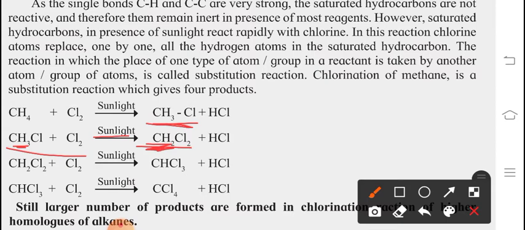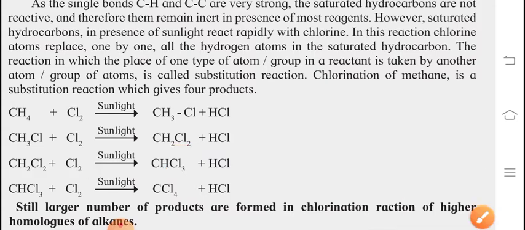So with this statement we can clearly see one atom is taking the place of another atom. That means it is called substitution. This thing is happening again and again. See this CH2Cl2, it is again combining with Cl2 and the number of hydrogens decreases. So that means chlorine is taking the place of hydrogen.